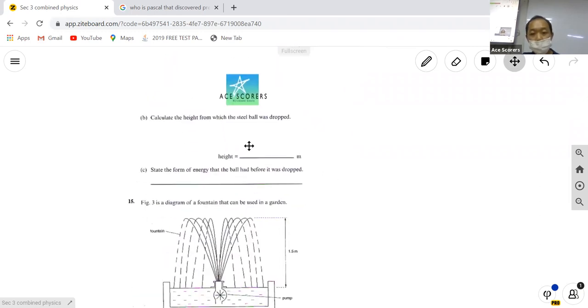Okay, the steel ball was dropped from a height. Have you done it? How many meters? Doesn't matter, we are looking for that. Okay, then what was the answer? How about you? What do you get? 3.042. You get 3 point something? Yeah, that's it, 3.042.